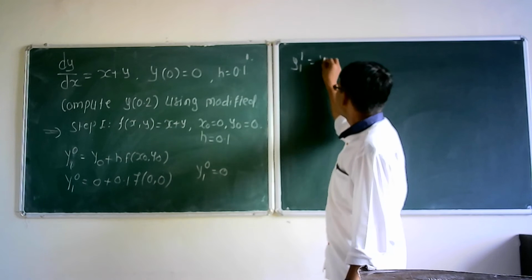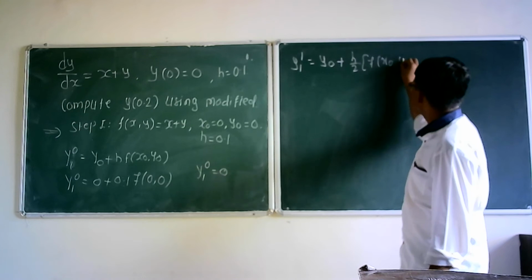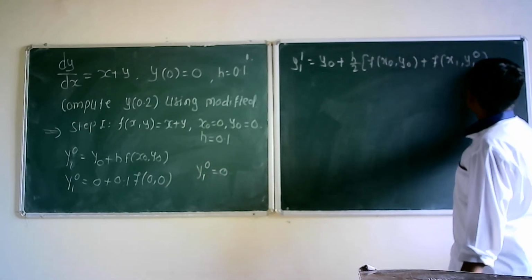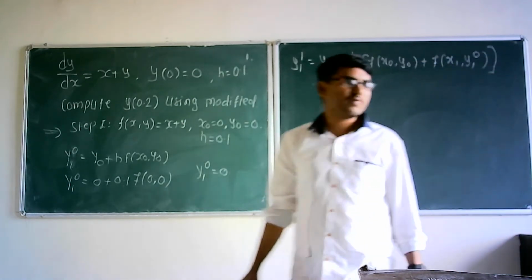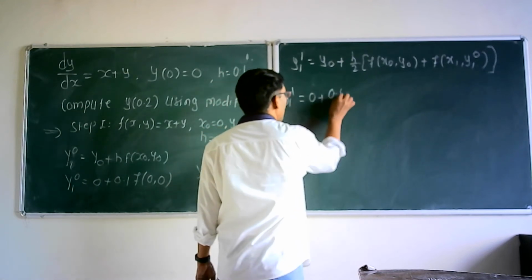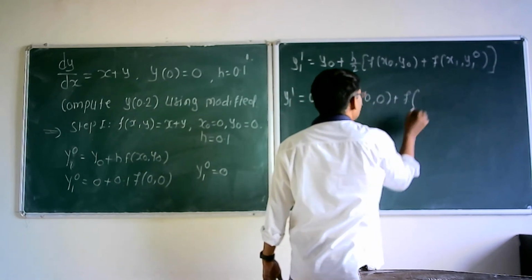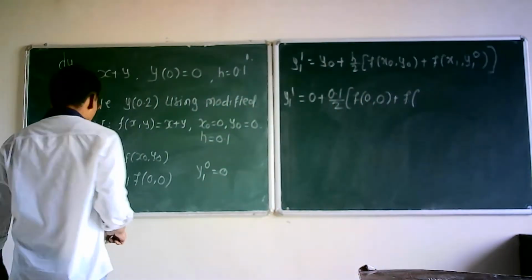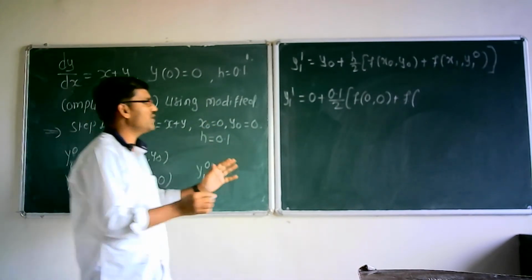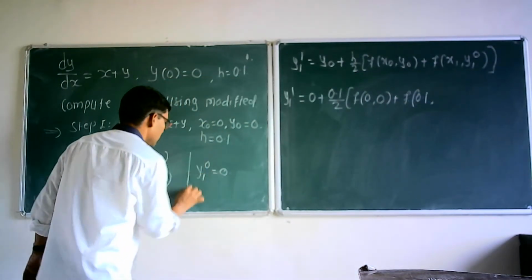Now next we are going to find y1 1 by using the modified Euler formula. y1 1 is y0 plus h by 2 times f of x0, y0 plus f of x1, y1 0. So y1 1 equals y0, which is 0, plus 0.1 by 2 times the bracket f of 0, 0 plus f of x1, y1 0. Now what is x1? X0 is 0, so x1 is x0 plus h, that is 0.1, and y1 0 we have just obtained, which is 0.